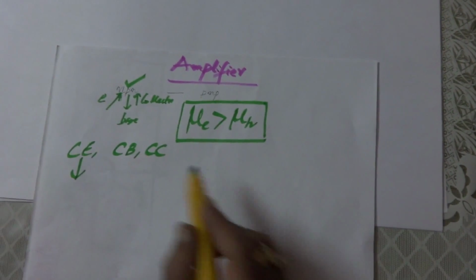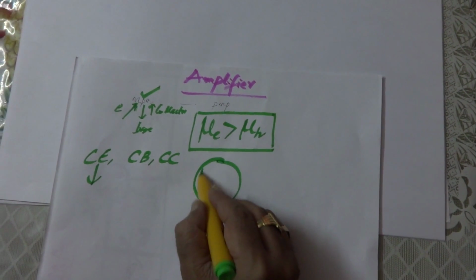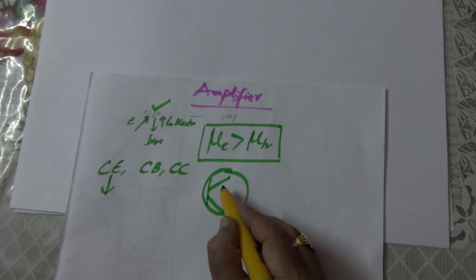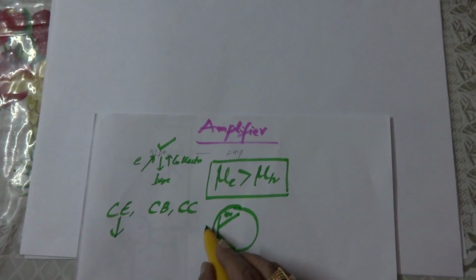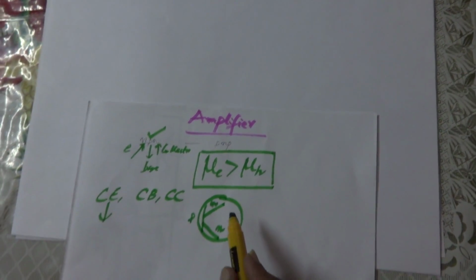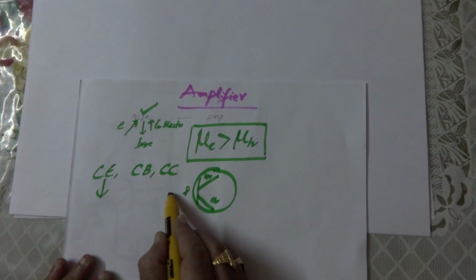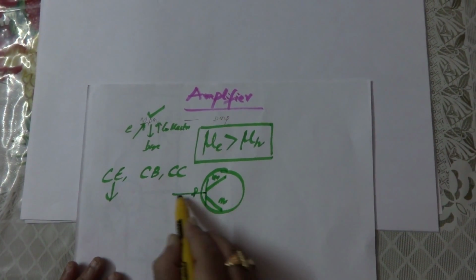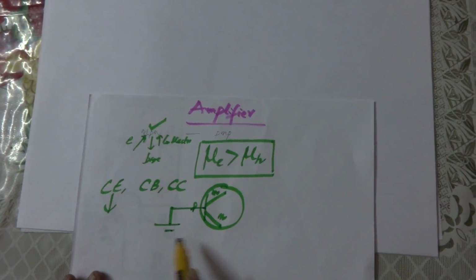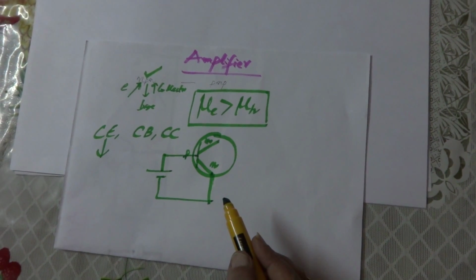Now how to connect the transistor? So this is the symbol of transistor. Now if you take NPN transistor, this is NPN. Now you should remember that always the base emitter should always be in forward bias. So I must connect the P to positive and then N to negative. So this is called forward bias.